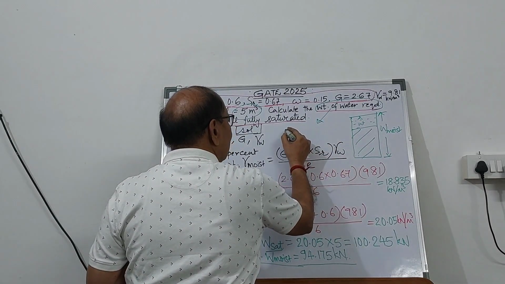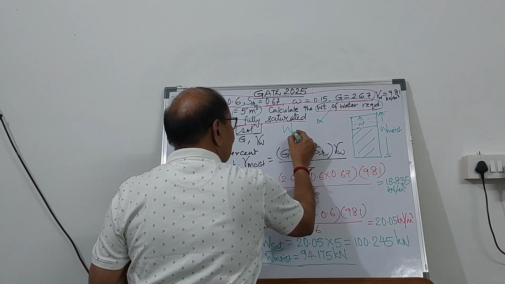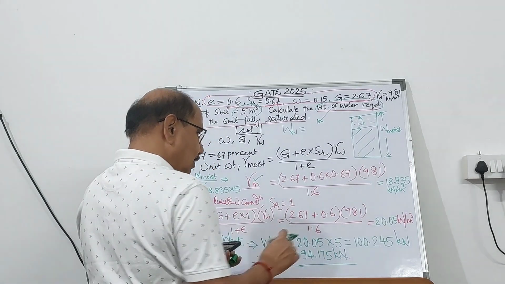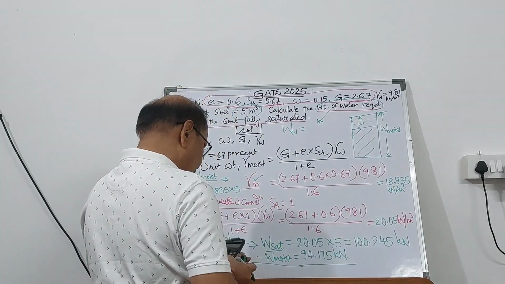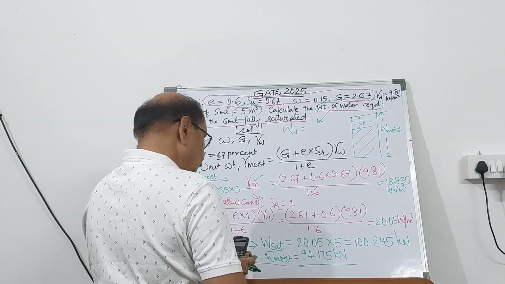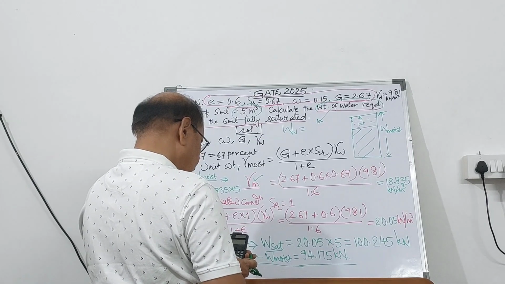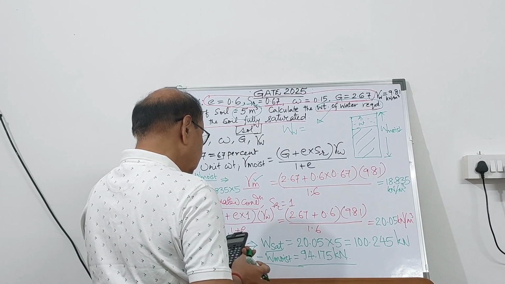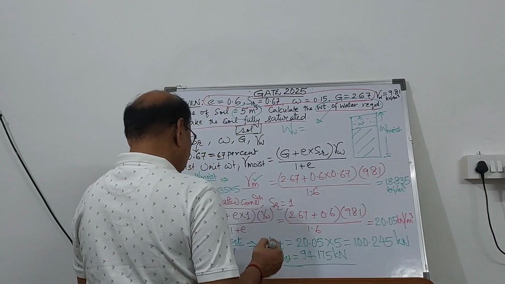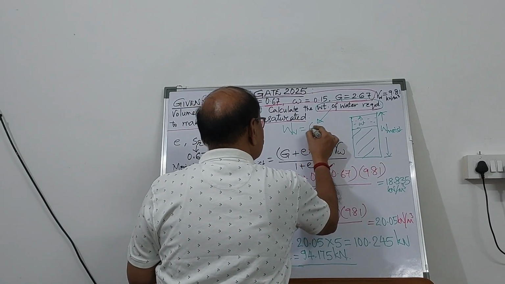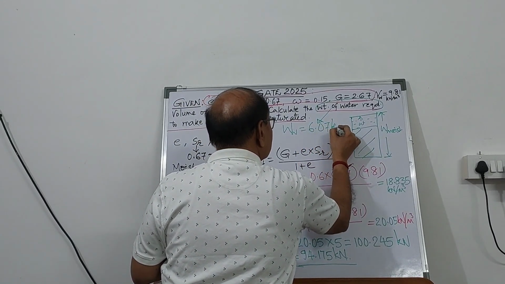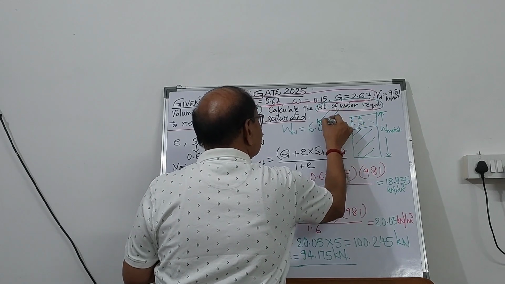So the weight of water required will be the difference of 100.245 minus 94.175. So the weight comes out to be 6.07 kilonewton. So there is the answer.